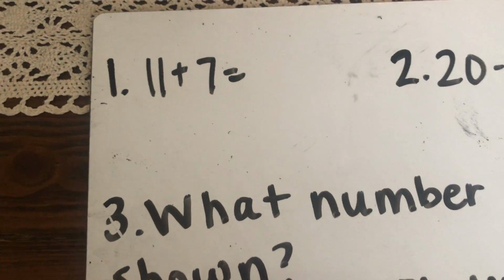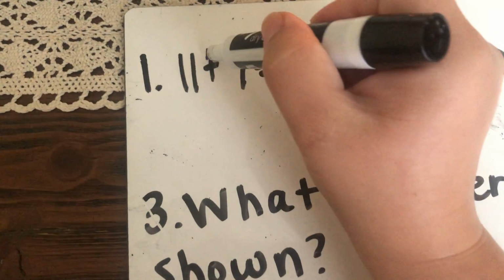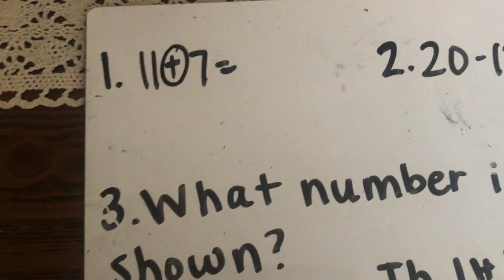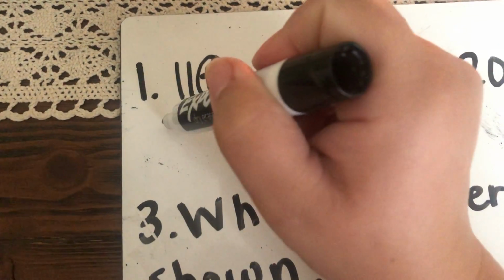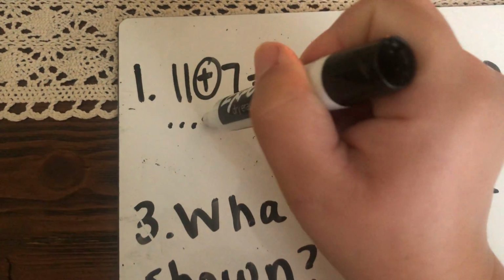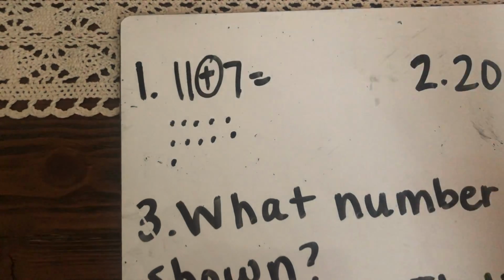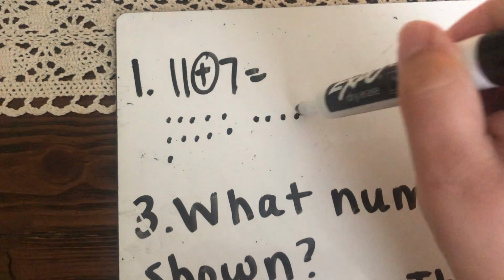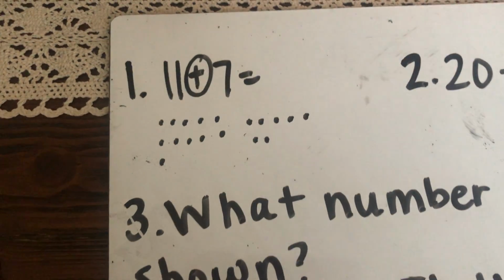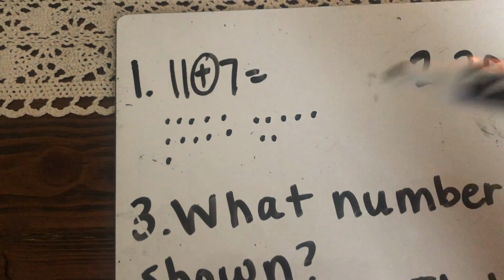Number one is 11 plus 7. So I'm going to start by realizing that I'm adding, I'm not taking away. So I'm going to draw 11 dots. 1, 2, 3, 4, 5, 6, 7, 8, 9, 10, 11. And then I'm adding 7 to it. 1, 2, 3, 4, 5, 6, 7. Now I'm going to count up all my dots to see what my answer is.